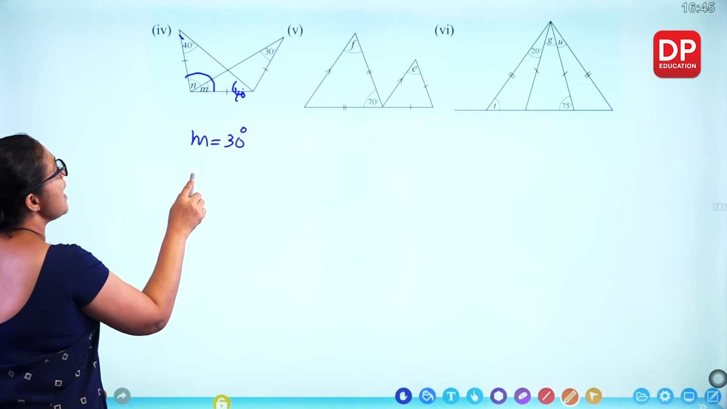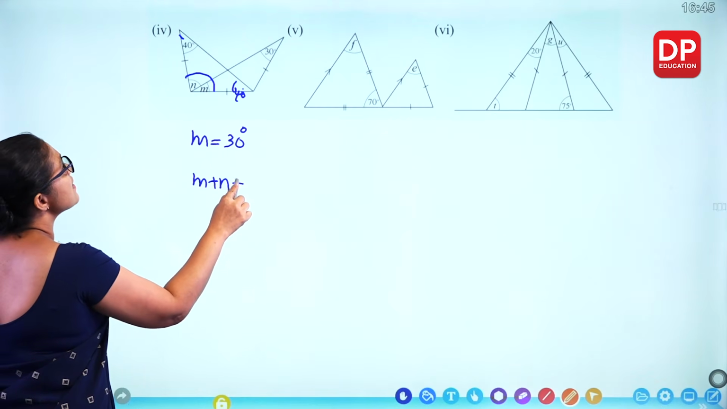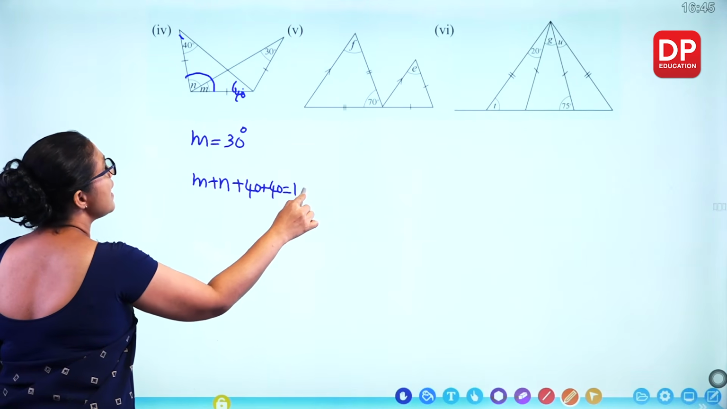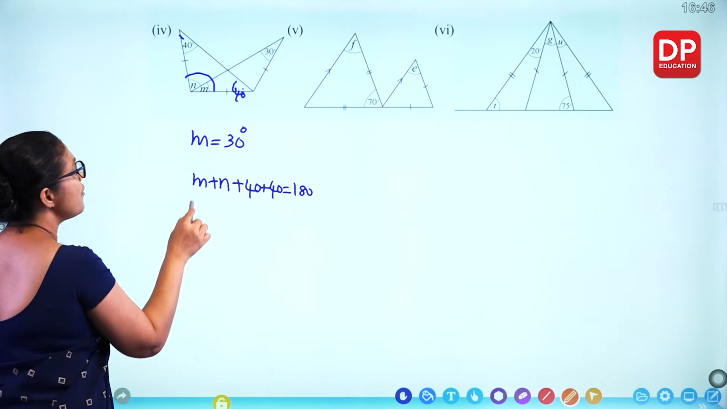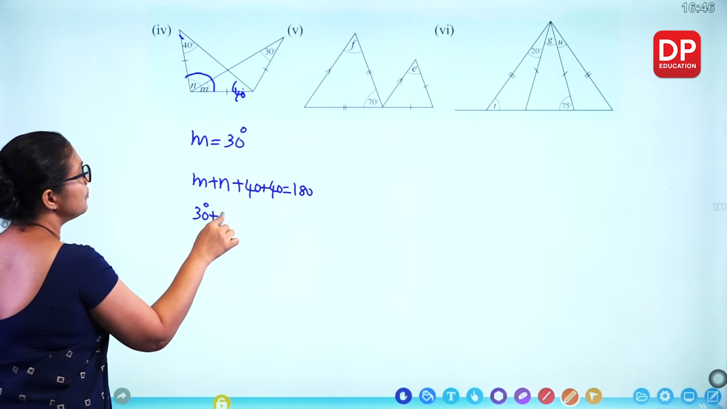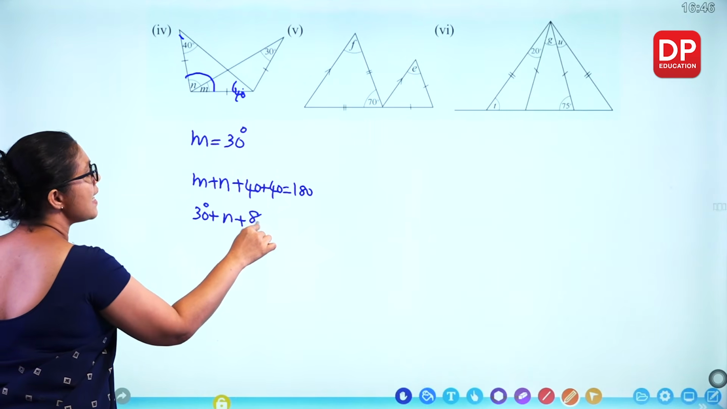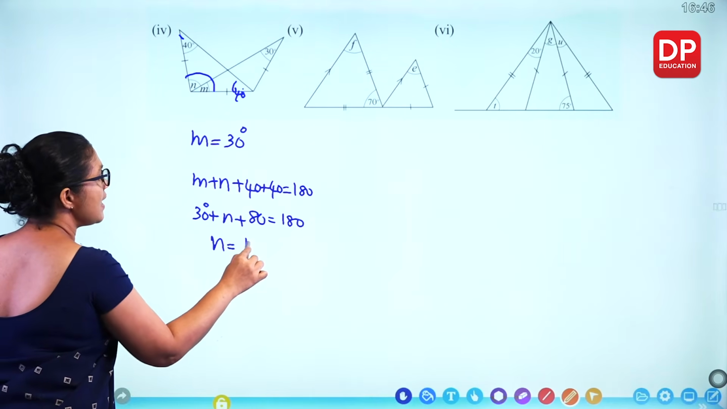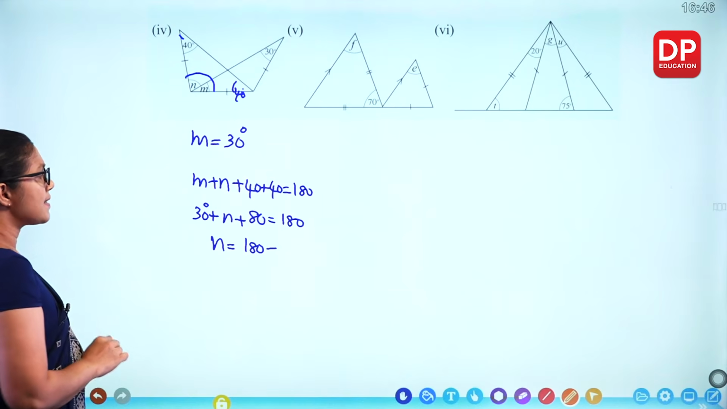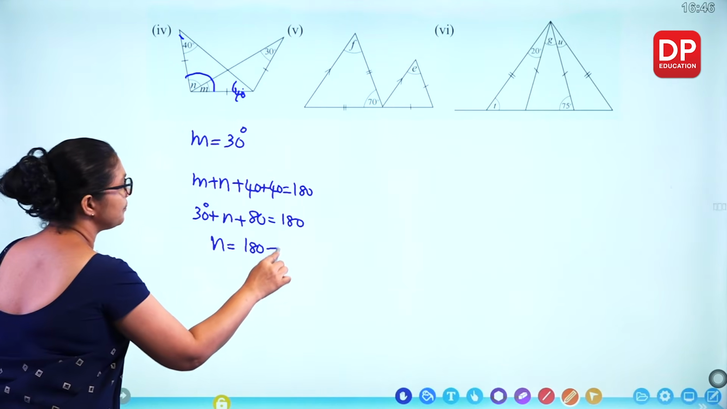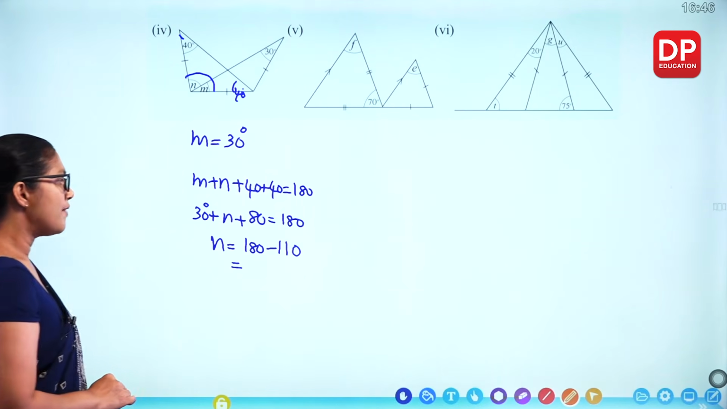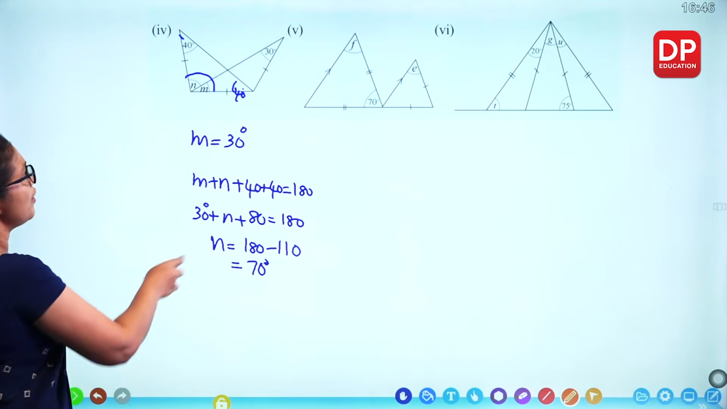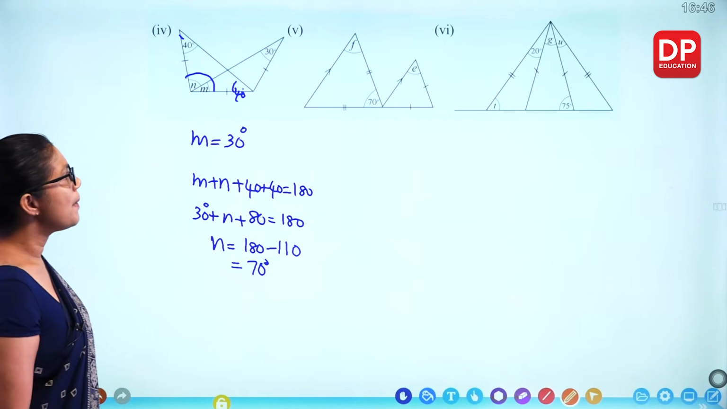So, we can write M plus N plus 40 plus 40 is equal to 180. M we already know is 30. 40 plus 40 is 80. So, you get N equals 180 minus 80 plus 30, 110. So, 180 minus 110, you get 70 degrees. So, we found M and N. Now, look at the next part.